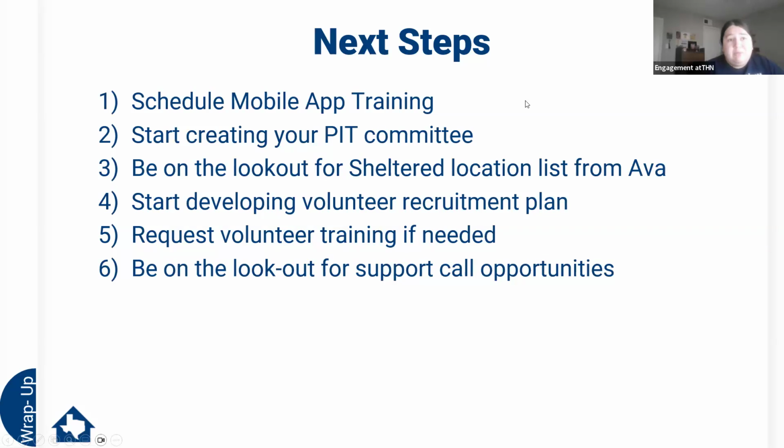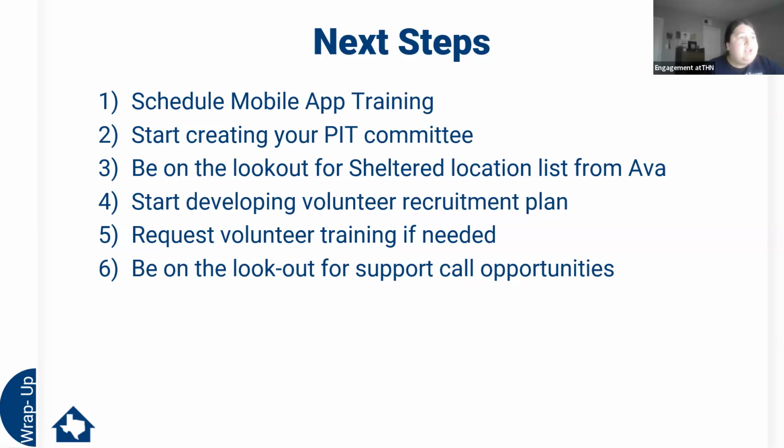All right, just some next steps. Again, we're going to be scheduling that mobile app training in the next couple of weeks. So just be on the lookout for the email for that. It's mandatory, just like this training. We're going to go over everything you need to know about the Regional Command Center that we use to look at the data, as well as the Counting Us app that volunteers and you will use to gather the data itself. Try to start to create your point in time count committee.